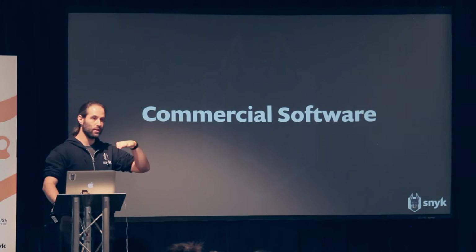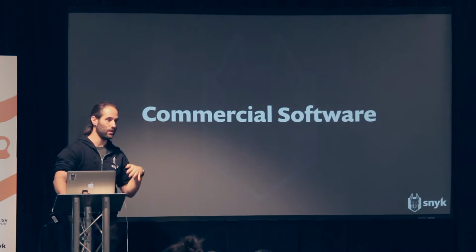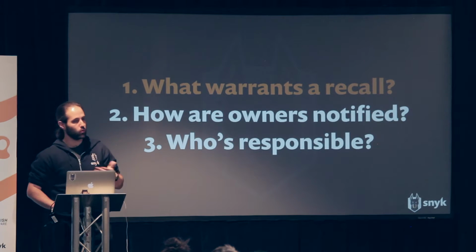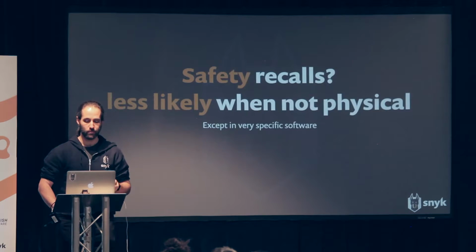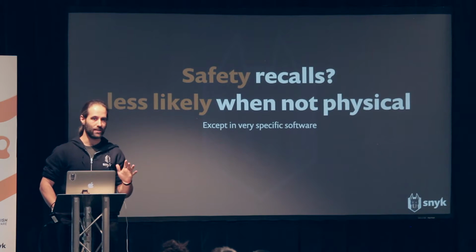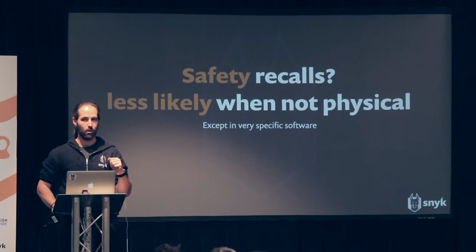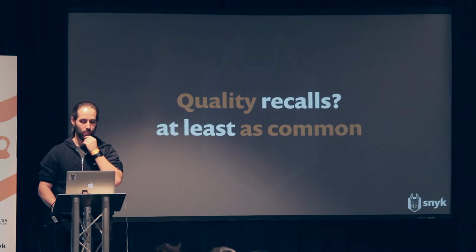So this is the baseline. This is recalls in the physical world. Let's look at software. First of all, what warrants a recall in the world of software? Safety recalls are a little bit less likely. They happen, but only for specific software that has a safety implication.